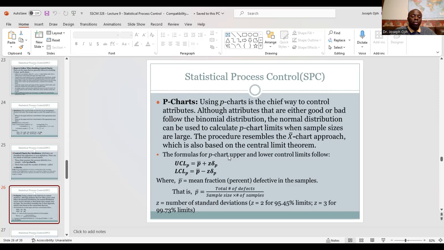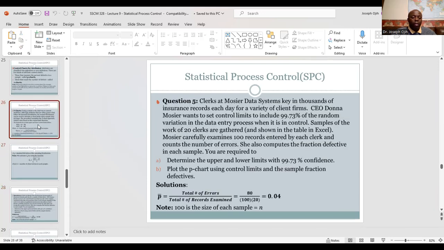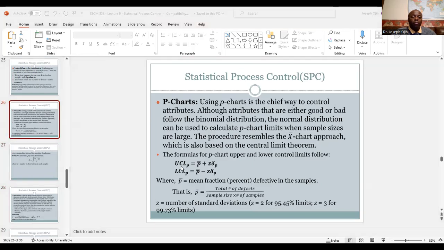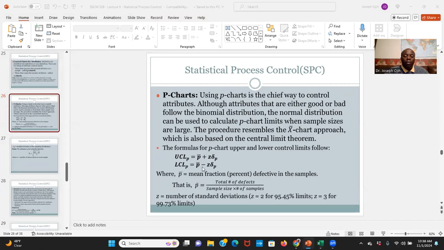Now, the formulas for P charts, for both the lower control limit and the upper control limit, are as follows. For the upper control limit, we have P bar plus Z sigma P. Now, for the lower control limit, we have P bar minus Z sigma P, where P bar means the mean fraction or mean percent defective in the samples, which we can get by P bar equals total number of defects divided by sample size times the number of samples.